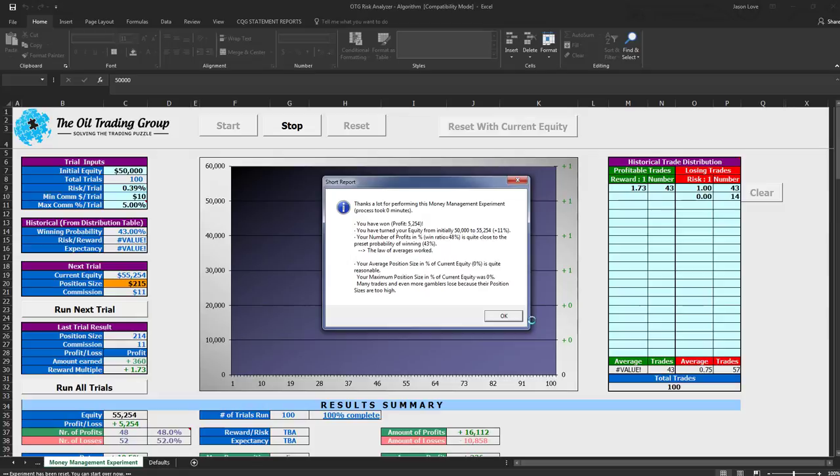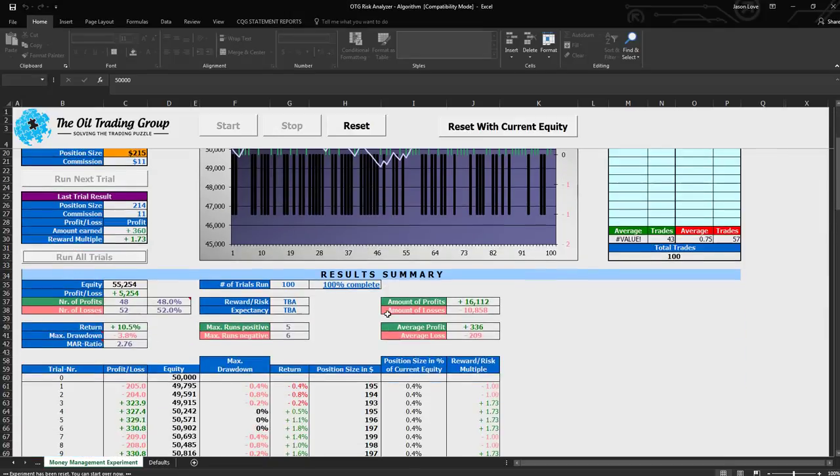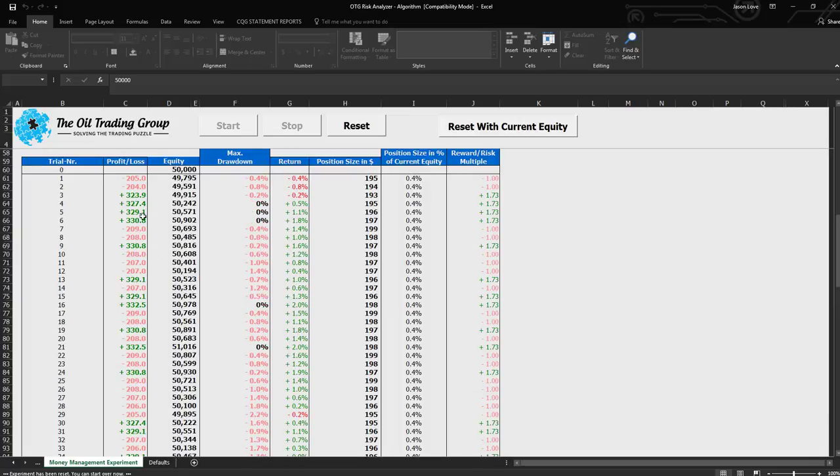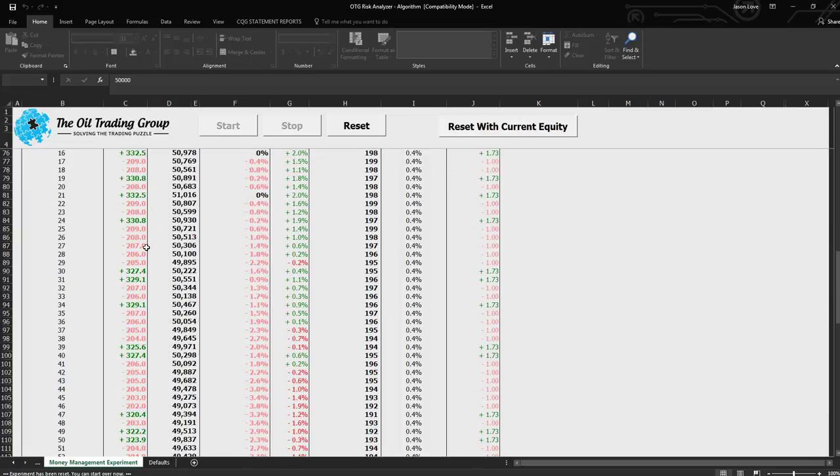Let me show you why we call this the desktop psychologist. In this scenario, I am winning less than 50% of my trades, so it's not some grandiose number of wins here. If you come down here, I want to show you this. Every time you see green, that's a win. Every time you see red, that's a loss. I want you to look at this run right here.